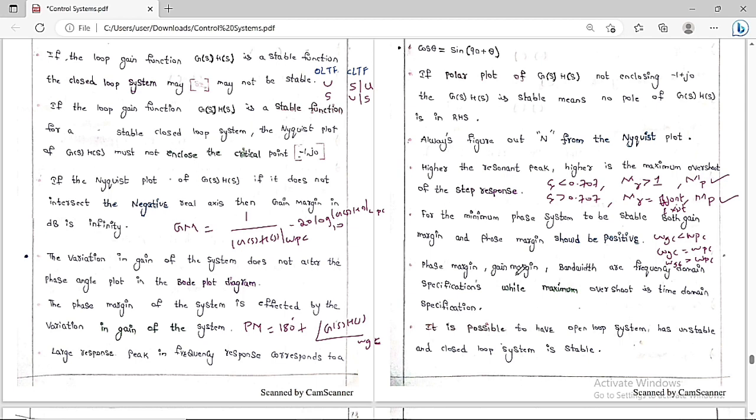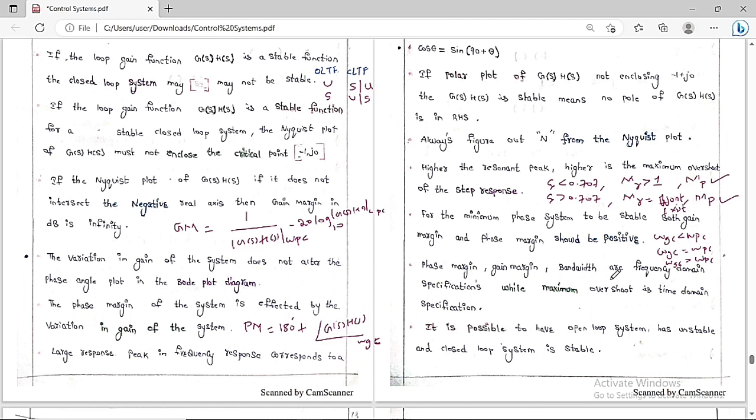So phase margin, gain margin and bandwidth are basically the frequency domain specifications. Bandwidth I have already told you; I have drawn the frequency response and also given the formula for bandwidth. Gain margin is related to frequency, and the phase margin is also dependent upon the gain crossover frequency. So all these are the frequency domain specifications.